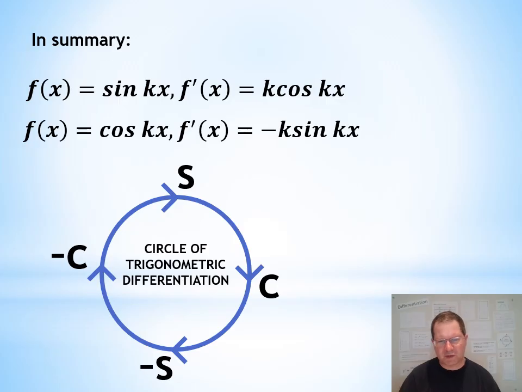And when we differentiate sine, we get cos. When we differentiate cos, we get minus sine. If we carry that round, differentiating minus sine will give us minus cos, and differentiating minus cos will give us sine. So we can put those results in a circle, the circle of trigonometric differentiation, as shown.